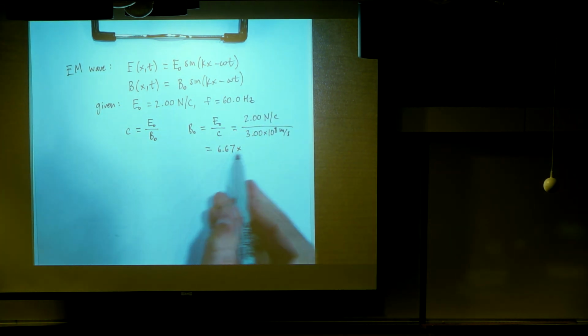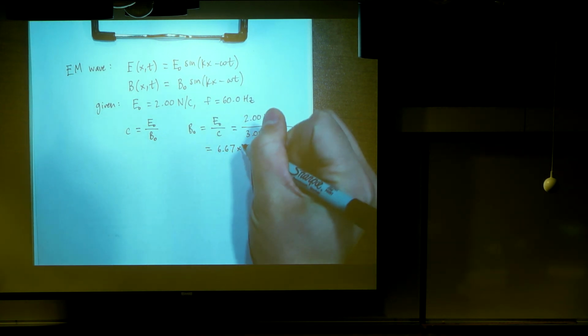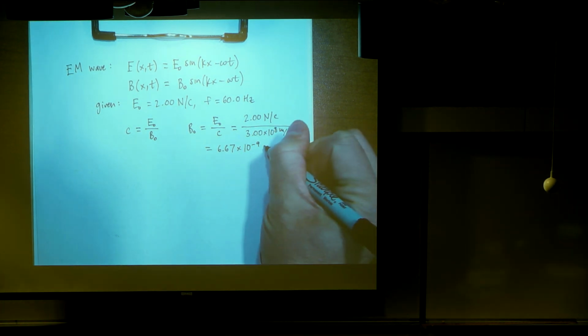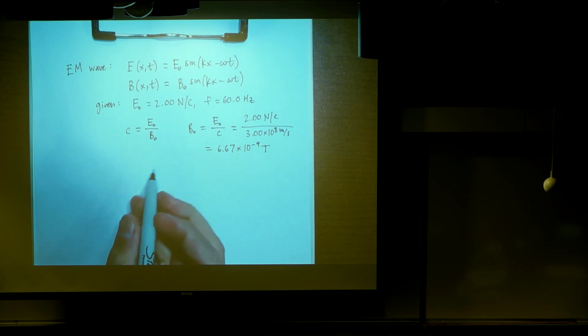6.67, yeah, this is just 6 repeating, but rounded up to 6.67, times 10 to the negative 9, okay? I would agree. And the units here are Tesla, okay?